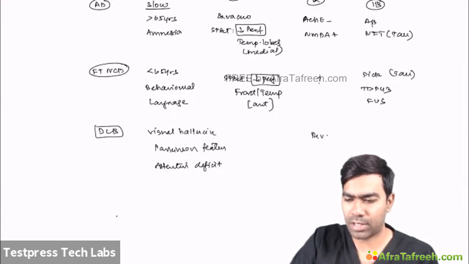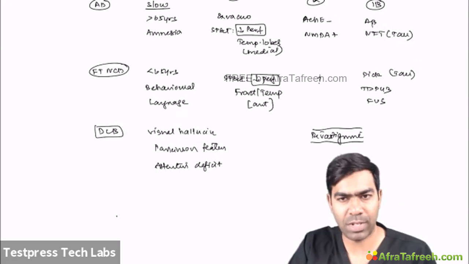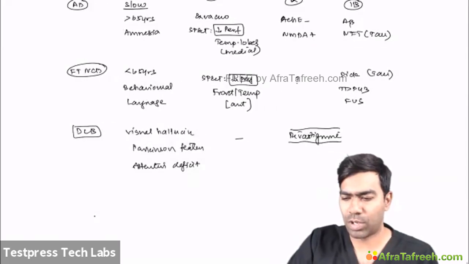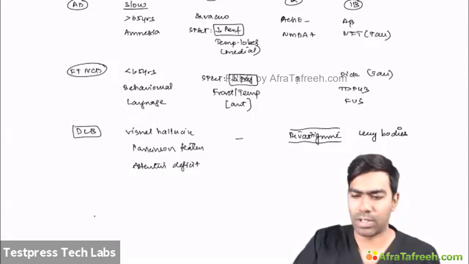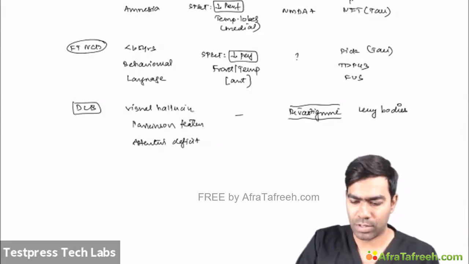The treatment is acetylcholinesterase inhibitors and rivastigmine, especially in that group. That's going to be very important. Investigation-wise, you don't have much investigations to do here. And as far as inclusion bodies are concerned, you're going to see Lewy bodies. It's alpha-synuclein bodies. Vascular dementia or vascular neurocognitive disorder.